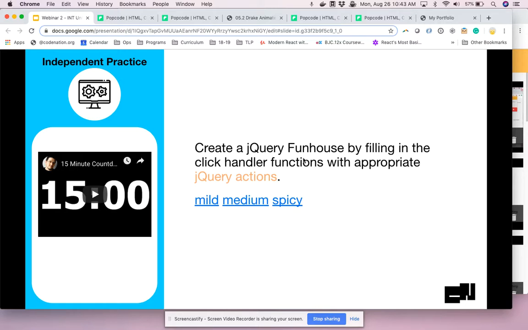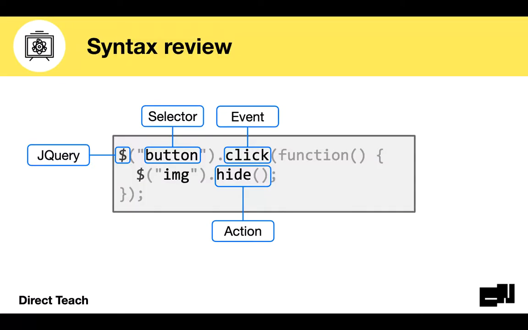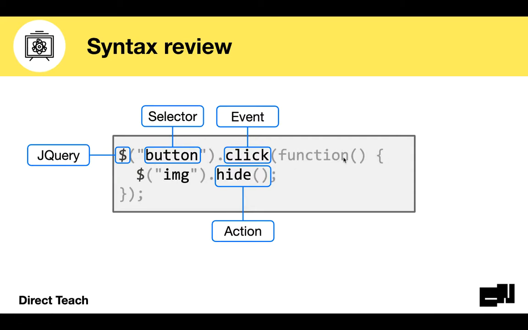All right, now that your funhouse is done, let's head into 6.3. In 6.3, we're going to take jQuery and give it more than one argument, and we're going to introduce two new actions, .text and .css. Again, reviewing our syntax, we're still at 3 lines, still got everything the same. In this lesson, we are just changing this bottom line. This was the .click function. We're just changing the bottom part.